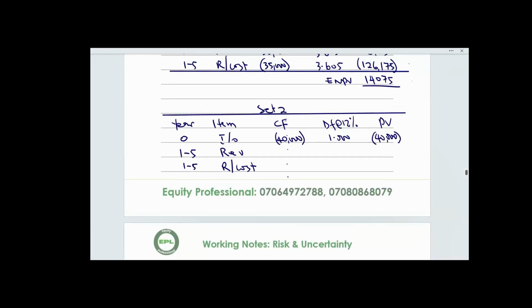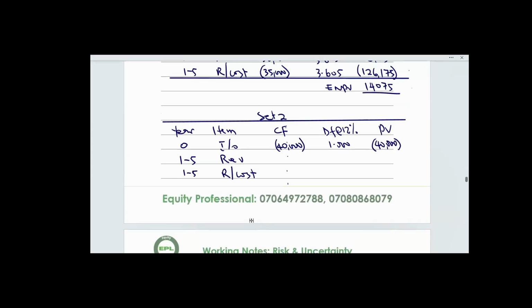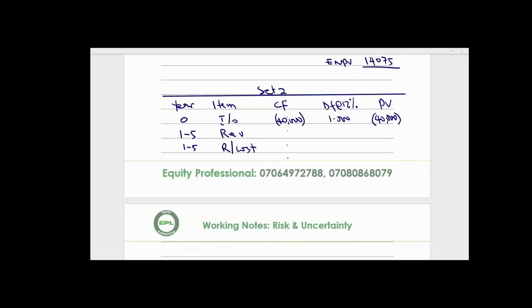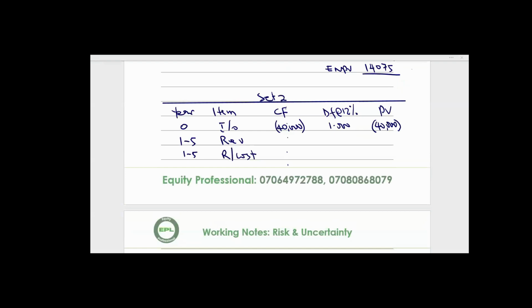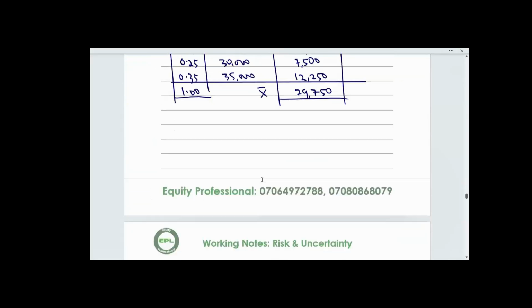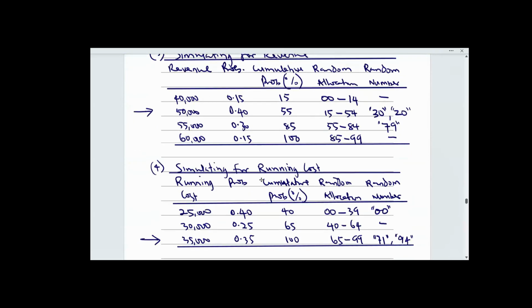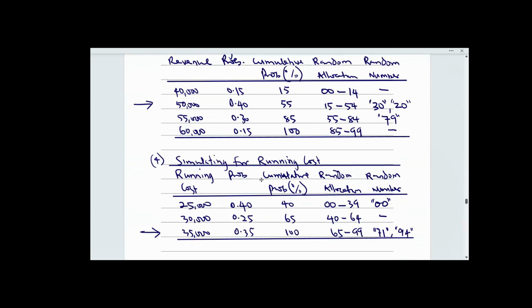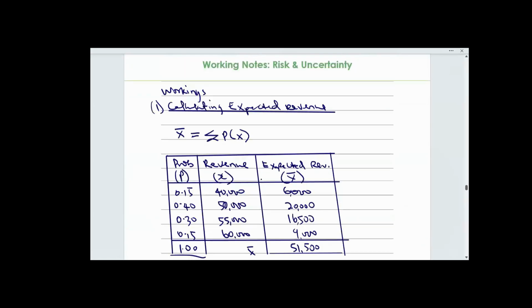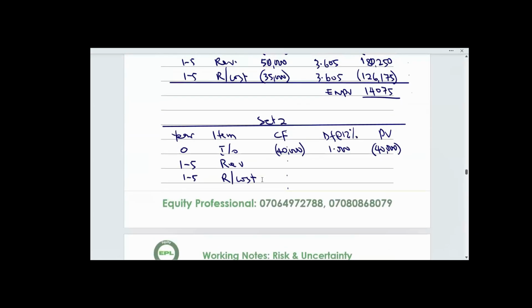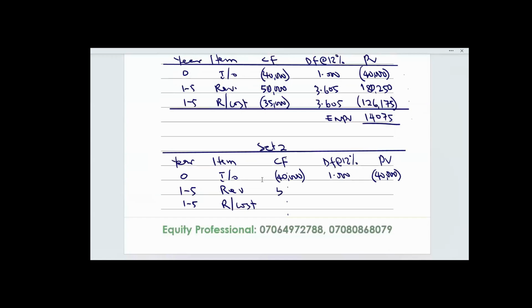So 50,000. The random number for set 2 revenue is 20. So again, we go to where we have the simulation. Where do we indicate 20? 20 is on the second row, which is 50,000. So here will be 50,000.